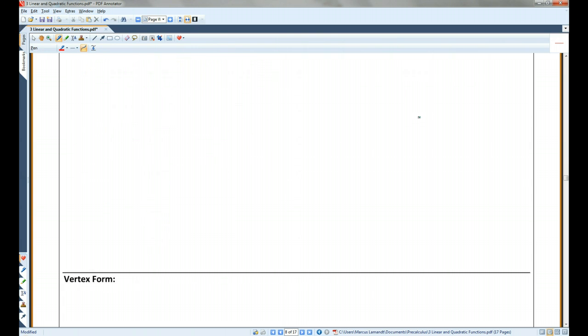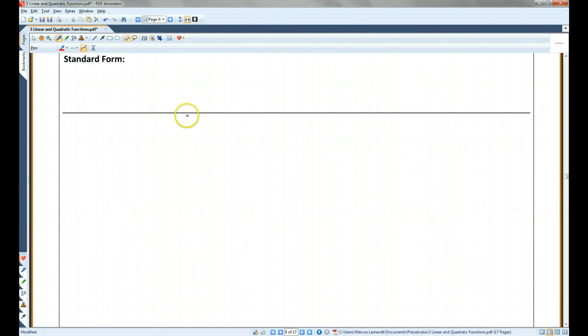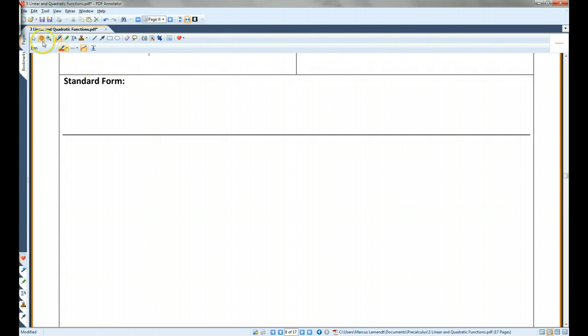Now, I'm going to show you guys the proof of converting standard form into vertex form. Standard form, you guys already know, is f of x equals ax squared plus bx plus c. In order to convert it to vertex form, first thing you need to do is pull out the a. You can either leave the c inside or keep it outside. I'm going to keep it outside for this.